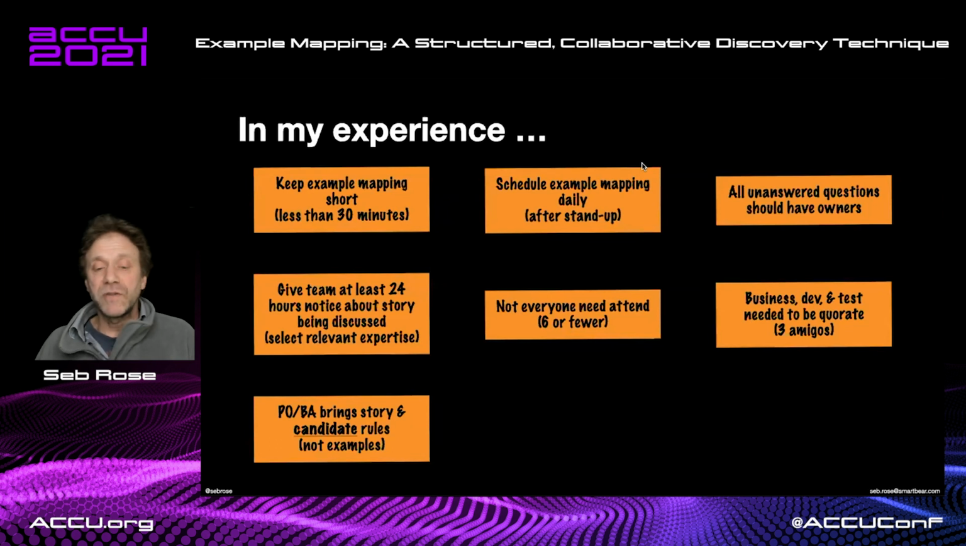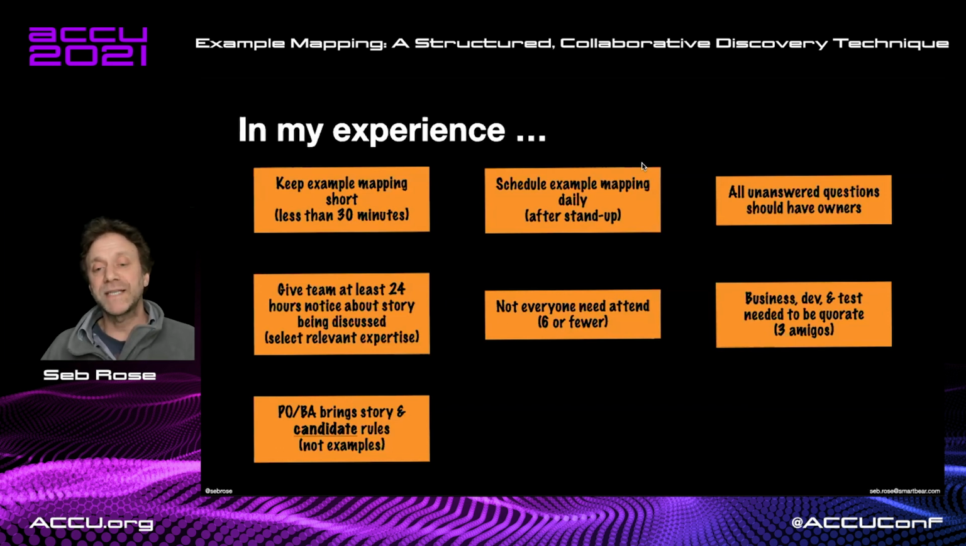The product owner and the business analyst, their job is to come along with the story and their candidate rules. So they've thought about this before. This is what some people would call front running the story. They may have thought up examples in their head before they come to the example mapping session. In fact, they should have done, but they should not bring those examples.